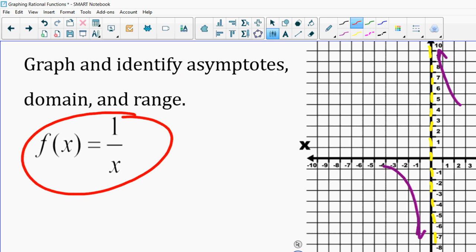Vertical asymptote. Now, let's talk about some other stuff that you see in this picture. We're not going to examine every graph like this. I just want you to look at this one, okay?